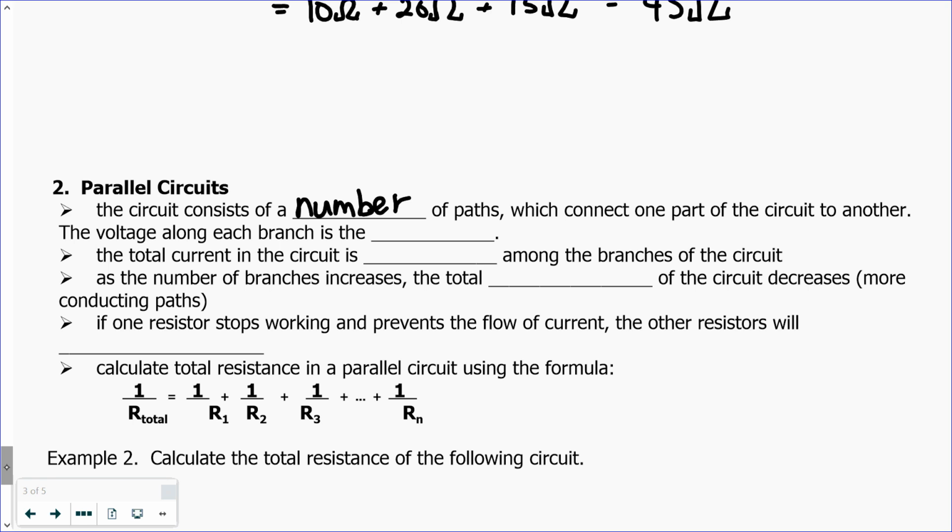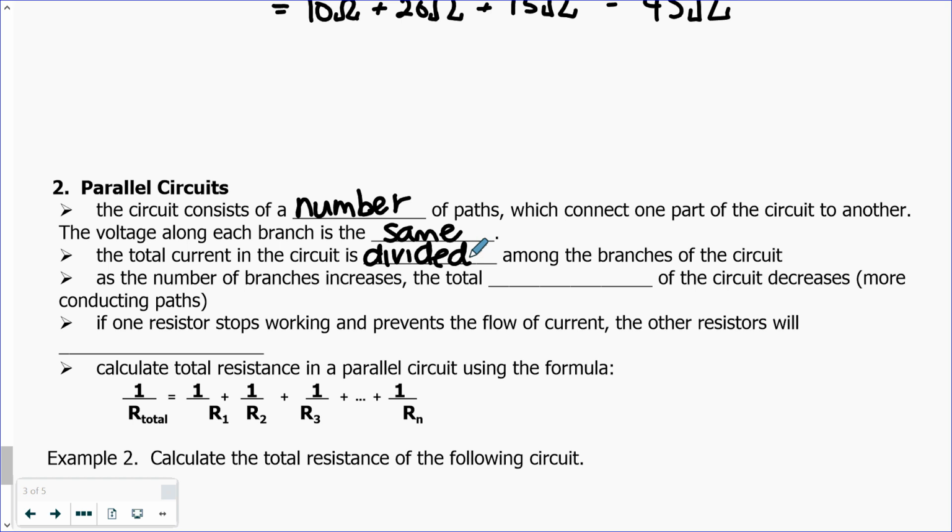So the voltage along each branch is the same. Again, that will be important when we get going with the activity that you guys are going to do. So in series, again, we have the same amount of current going through each portion. The voltage in parallel circuits is the same. So the total current in the circuit is divided among the branches of the circuit.